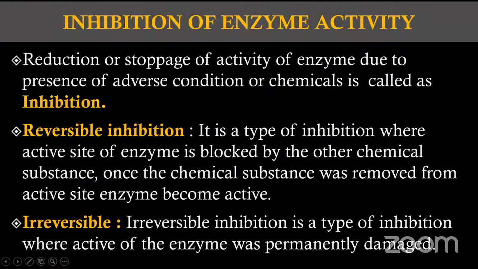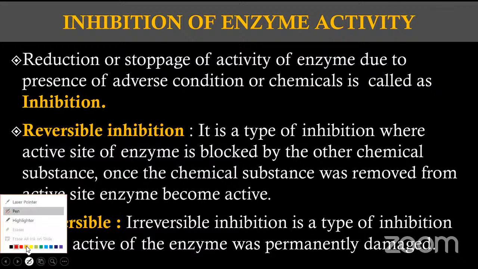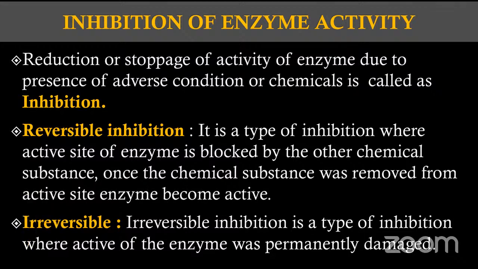Fine. So we are talking about the inhibition of enzyme activity. What does inhibition actually mean? Reduction or stoppage. What is the function of the enzyme? It converts the substrate into the product, right? So if anything happens to the enzyme which stops the conversion of substrate into product, we call it inhibition. Inhibition may be of any kind. It may be from the pH, or from the temperature, or from any external chemicals. Inhibition is when the enzyme cannot convert the substrate into the product.